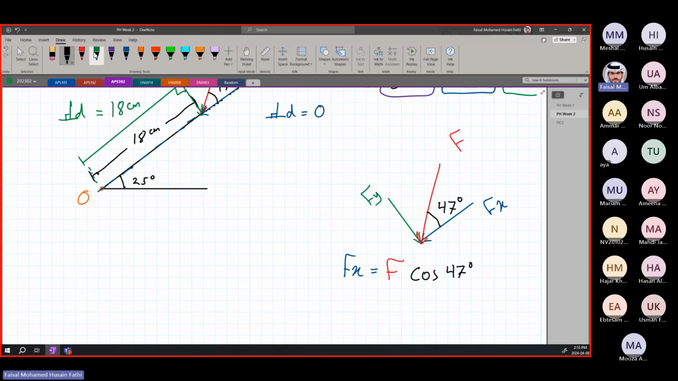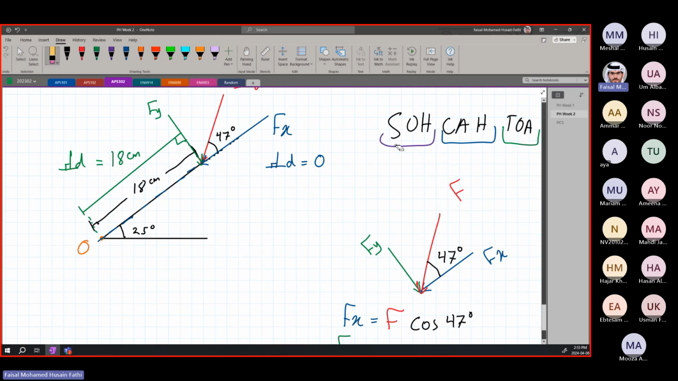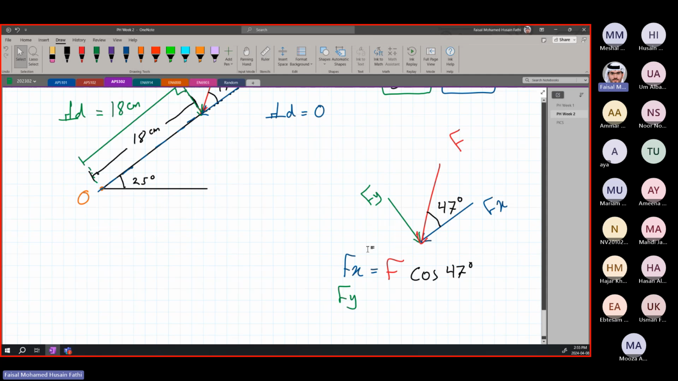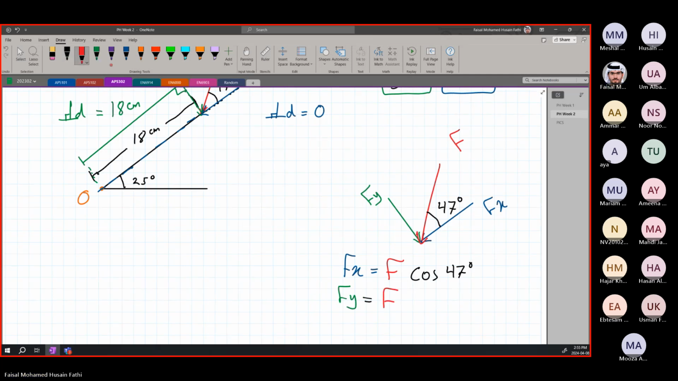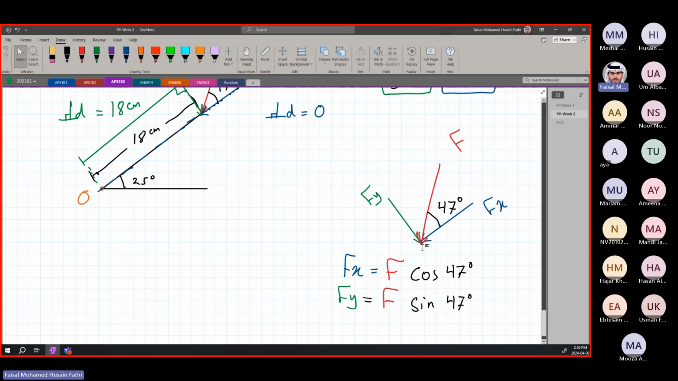And for Fy, since the angle here, 47, is opposite to it, this is just a way of doing it as a shortcut. The angle is opposite, so we are going to use sine instead. So it's equal to F sine 47 degrees. How so? Because look at Fx is equal to F cosine 47 degrees.